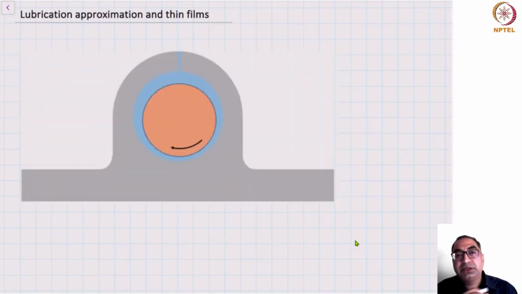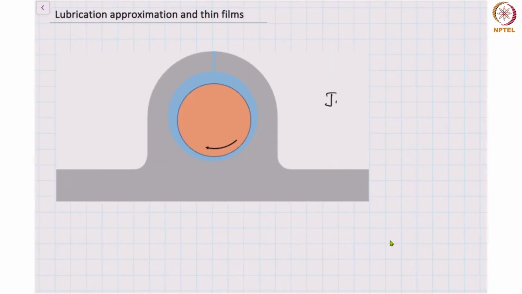So one of the common problems that comes to mind when one studies lubrication approximation is the problem of a journal bearing. Here I've made a sketch of a journal bearing. And you can see that the journal bearing has mainly three parts. You have the housing here. And then you have a rotating shaft in the middle. And between the rotating shaft and the housing, you have a blue region which is the oil. It could be any other lubricant.